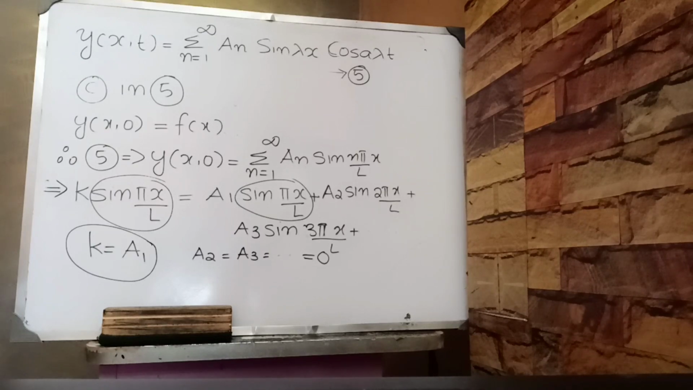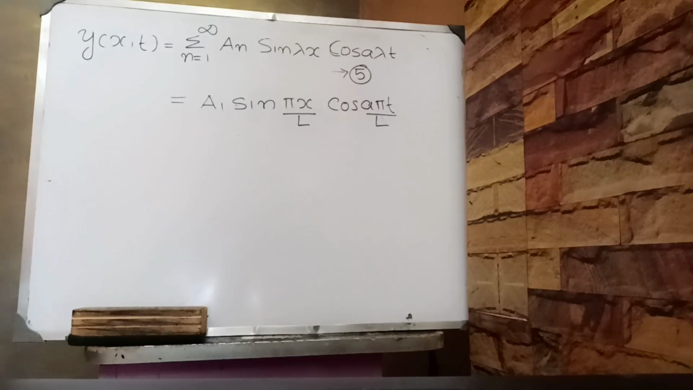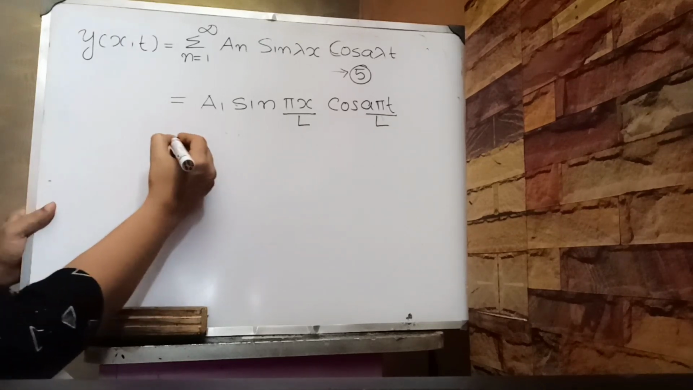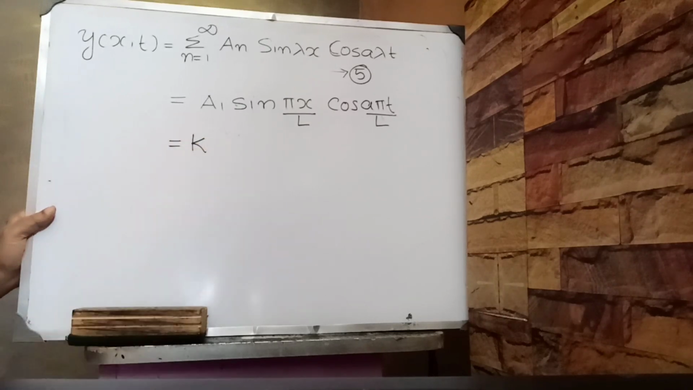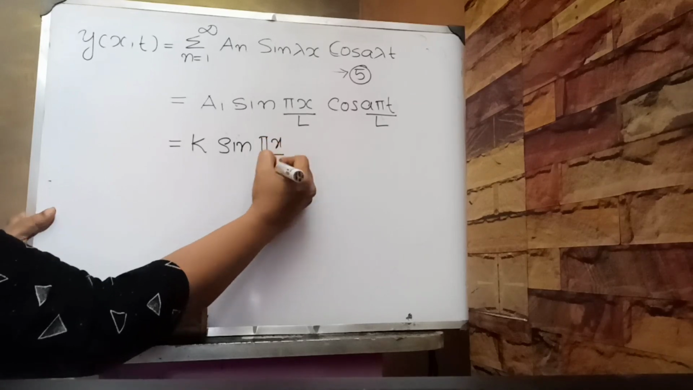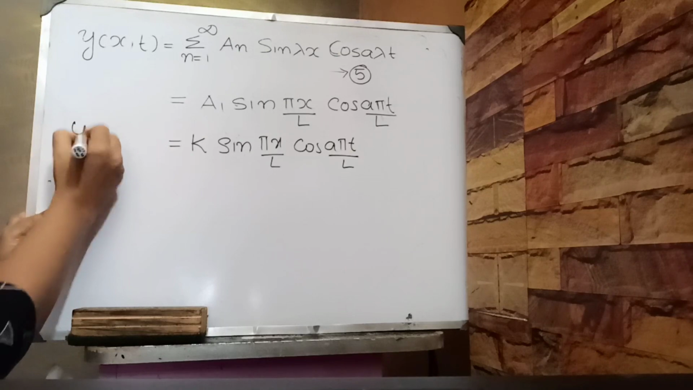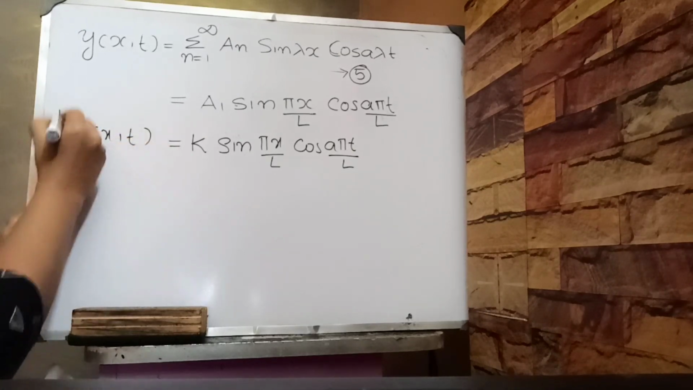So we can substitute this in our equation 5, that is the final solution of the wave equation, the displacement function y of x,t. So for n equal to 1, we have y of x,t is equal to A1 sin pi x by L cos A pi t by L, where A1 is k, and the solution is k sin pi x by L into cos A pi t by L. That is the required displacement function.